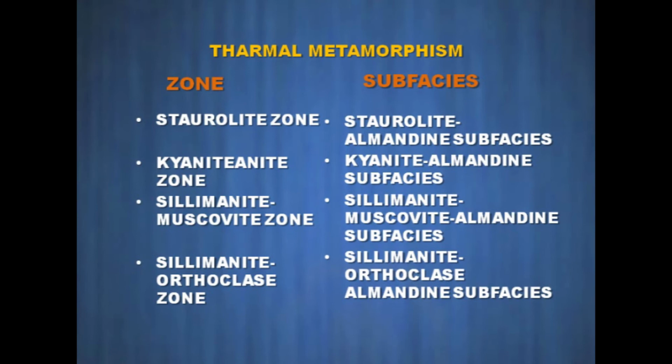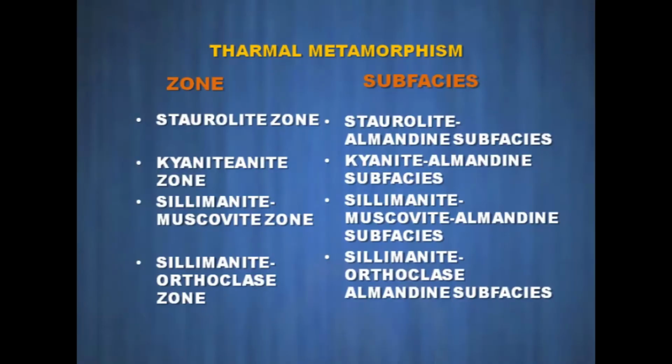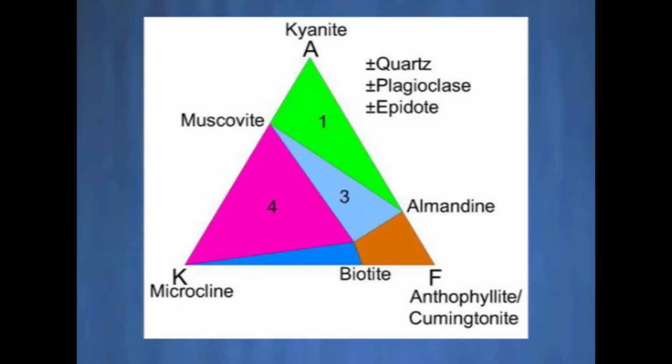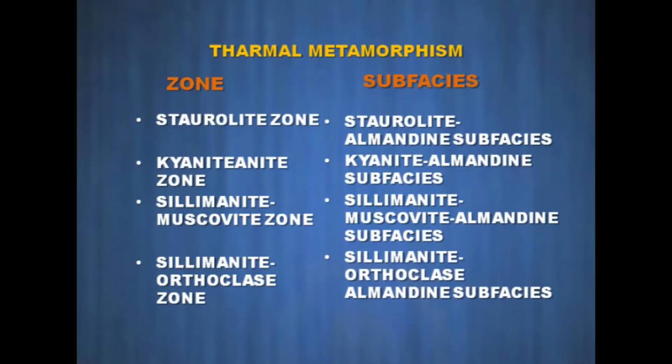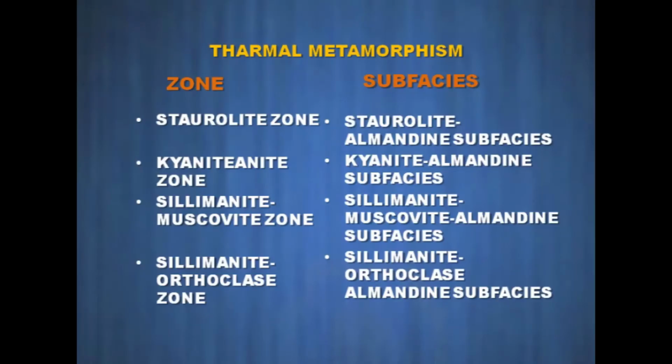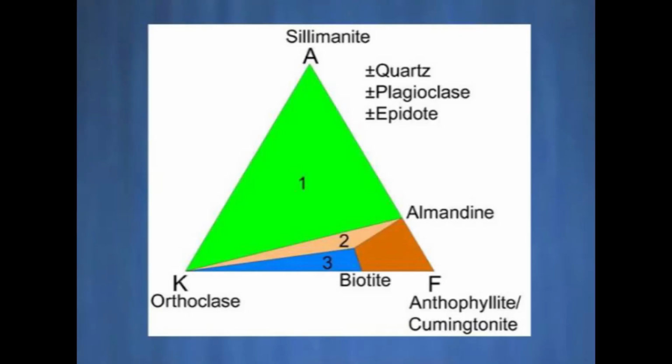The amphibolite facies are divided into 4 different zones, that is your staurolite zone, staurolite almandine subfacies, kyanite zone, kyanite almandine subfacies, sillimanite muscovite zone, sillimanite muscovite almandine subfacies, and sillimanite orthoclase zone, that is also known as sillimanite orthoclase almandine subfacies.